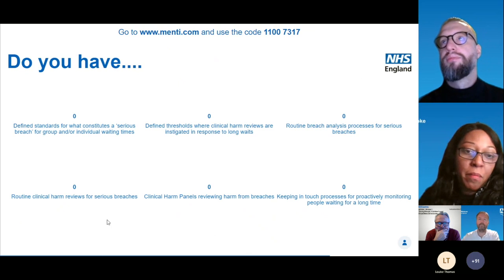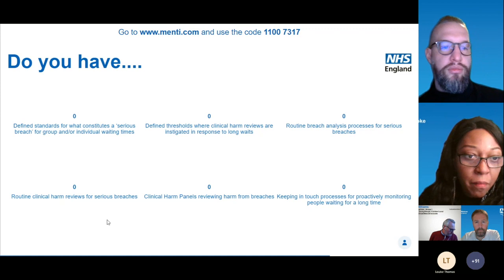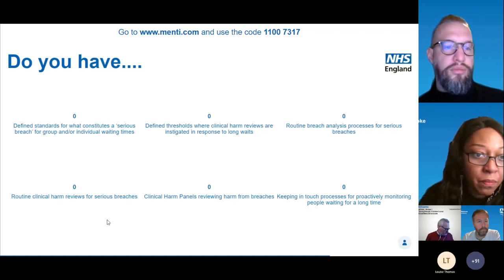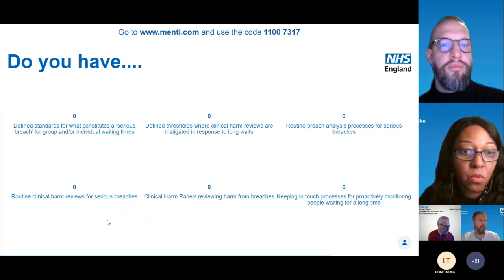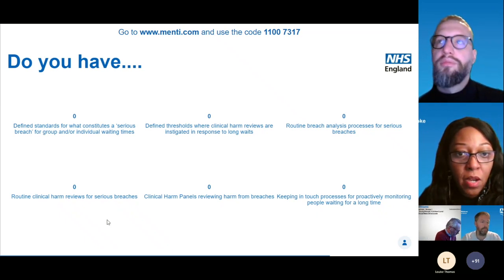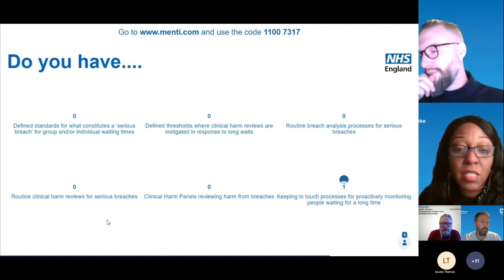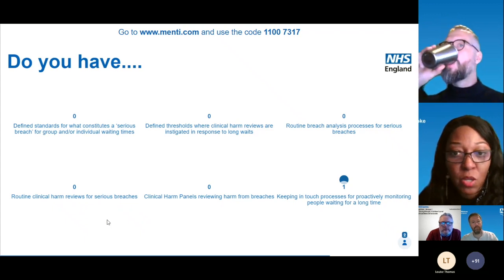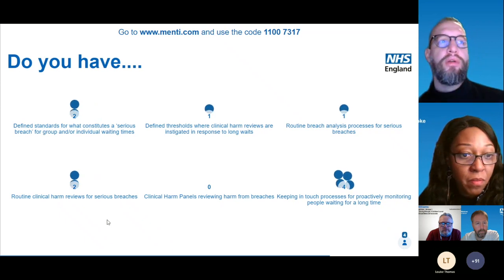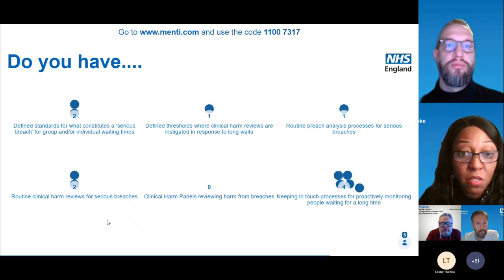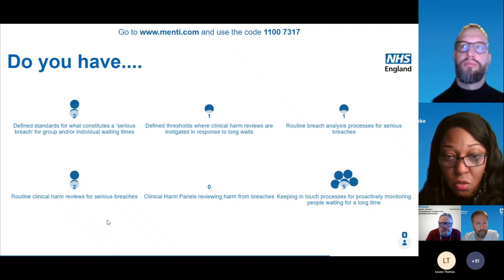Thank you. So in relation to waiting time standards, do you have defined standards for what constitutes a serious breach for a group of individual waiting times? Do you have defined thresholds where clinical harm reviews are instigated in response to long waits? Do you have routine breach analysis processes for serious breaches? Routine clinical harm reviews for serious breaches? Or clinical panels reviewing harm from breaches, or keeping in touch processes?